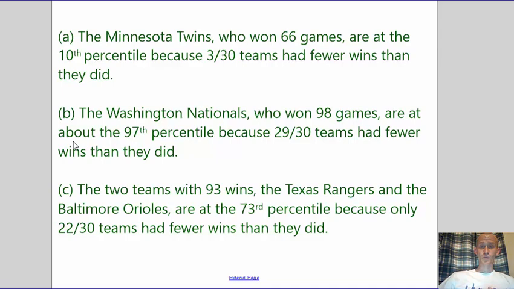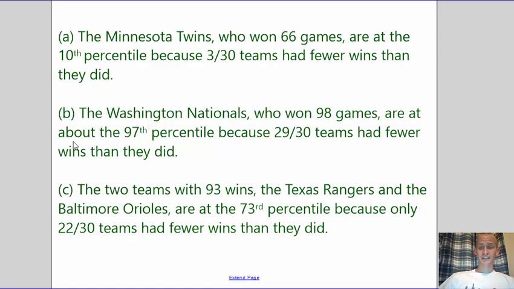So looking at the Minnesota Twins, who won 66 games, they are in the 10th percentile because 3 of the 30 teams had fewer wins than they did. So again, we have the original question. We can take that original question and reword it with our answer. So our answer is the 10th percentile. That's really all you need.